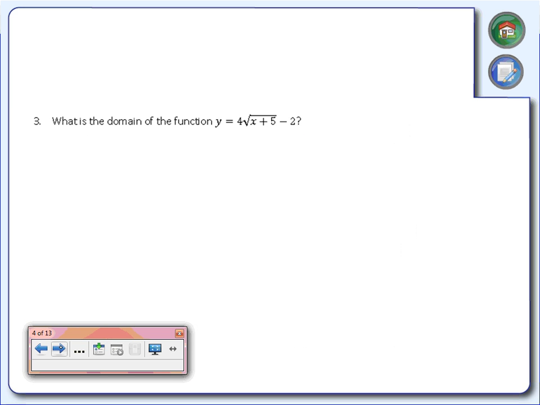Let's go to number 3. Number 3, you were asked to find the domain of this function. They want to know what are all the x values in this particular equation. Again, a couple of different ways to come up with the answer here. One way is to graph it. So everybody go to your calculator and let's graph this. What does y equals 4 square root of x plus 5 minus 2 look like?